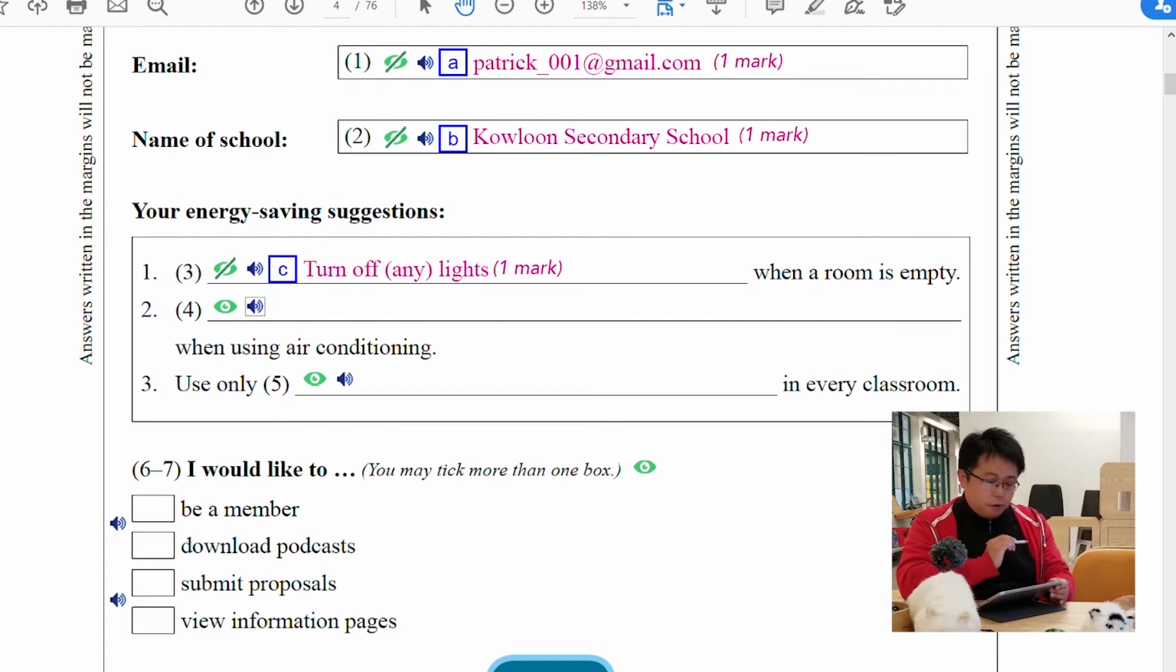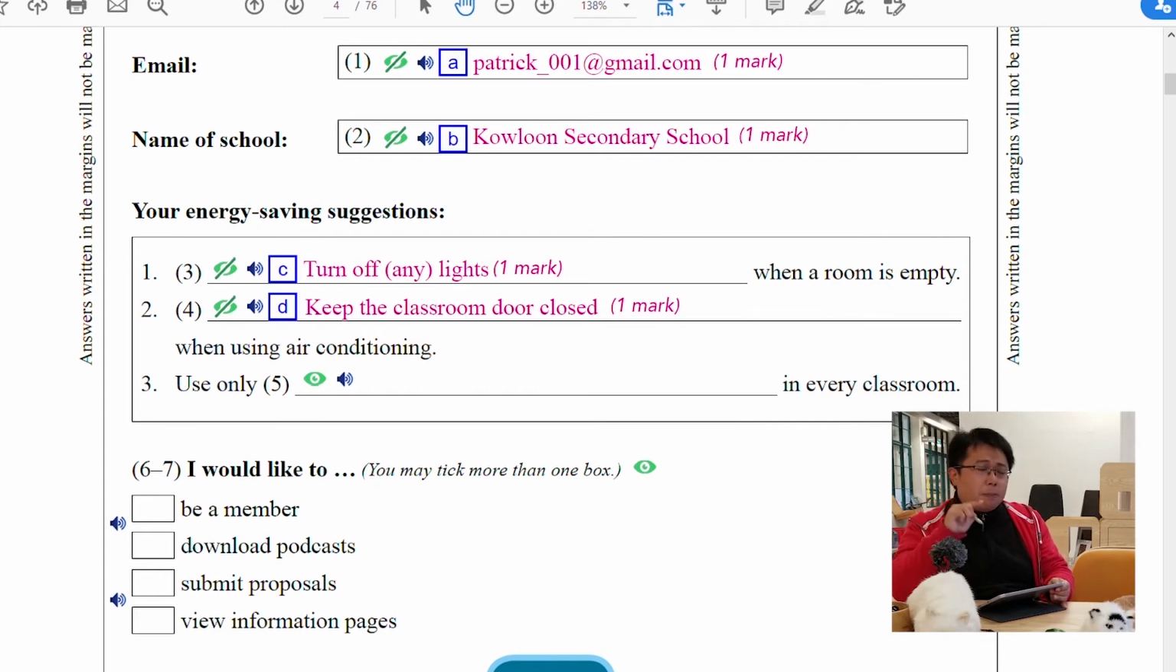And then question 4. Keeping the classroom door closed is another obvious thing to do. The answer is keep the classroom doors closed. And when you heard keeping the classroom doors closed, but as I told you, it should start with a verb, but not a gerund. So if it is very strict, that may be counted as a mistake. But if it is lenient, just like in task 1, it's still okay.